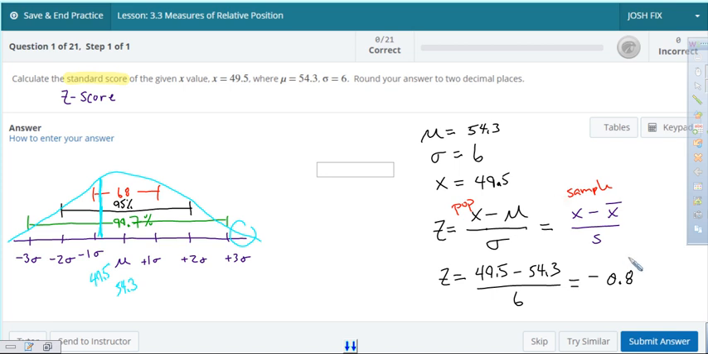Okay, so one more time. The smaller the z-score, the smaller the absolute value, whether it be negative or positive, the closer you'll be to the mean. And that gives you that idea of relative position in relationship to the mean. All right, that wraps up that question on finding the z-score.